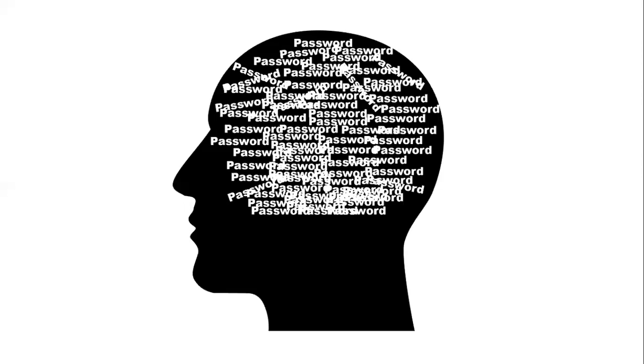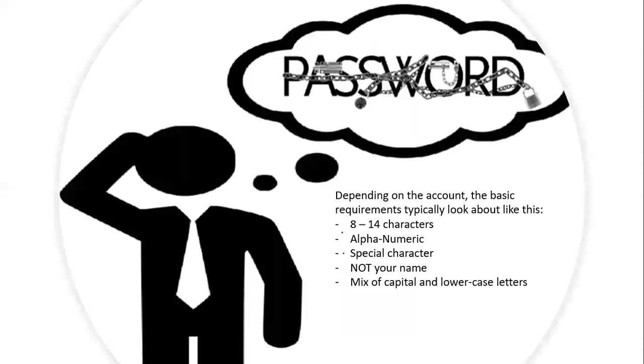And there are also a lot of different guidelines that we have to follow depending on the type of account. So typically, the basic requirements look about like this, where you need to have 8 to 14 characters. It needs to be alphanumeric. You need to have at least one special character. You don't want it to include your name, and you need to have a mix of capital and lowercase letters.